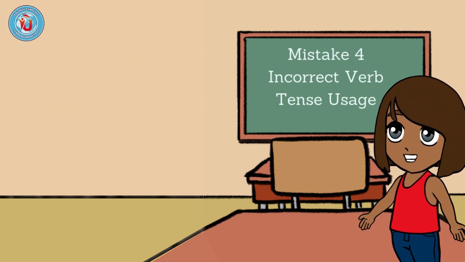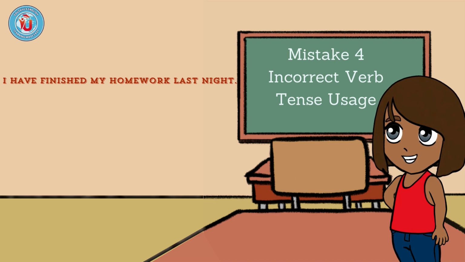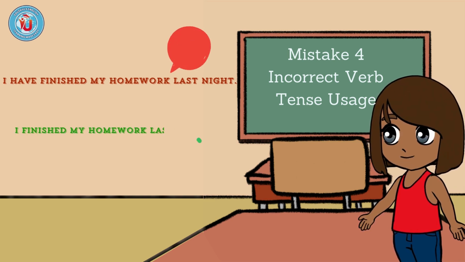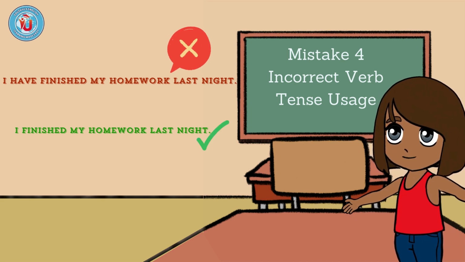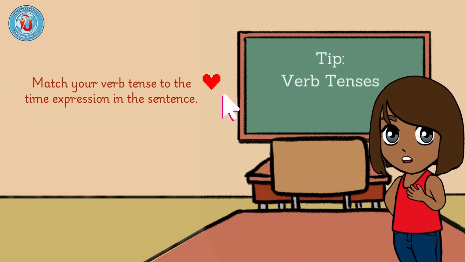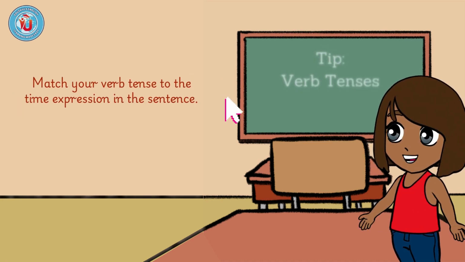Moving on to verb tenses. Have you ever said something like, "I have finished my homework last night"? Uh-oh. The correct sentence is, "I finished my homework last night." Keep an eye on your time expressions. If it's in the past, your verb should be too. Tip: match your verbs to the time expressions in your sentence. It's a simple way to avoid confusion.